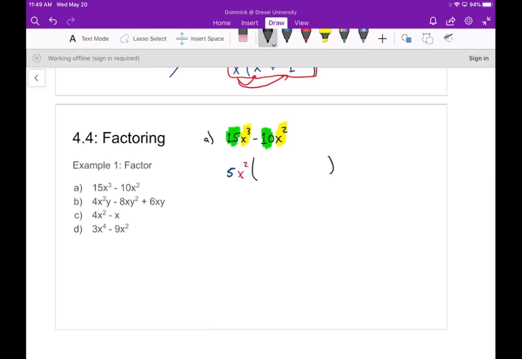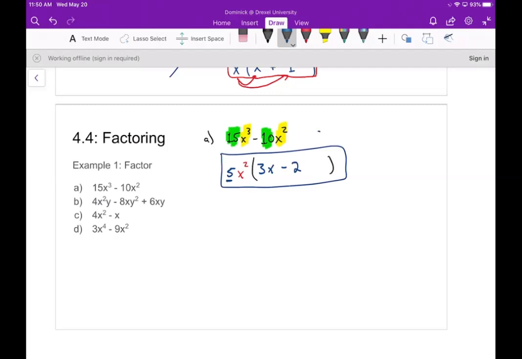So first of all, what would I need to multiply 5 by to get 15? I would need a 3, so I'm going to put a 3 here. What would I need to multiply x squared by to get x to the third? Well, I would need one more x. Now, in the second term, I need to go from 5 to negative 10, so I need negative 2. And then I need to go from x squared to x squared. Well, I don't need to change anything there, so I could either put times 1 there, or since I already have a placeholder there, we can just leave the 2 there.